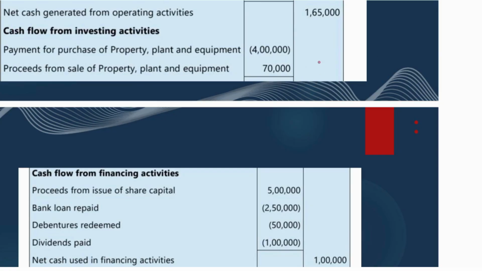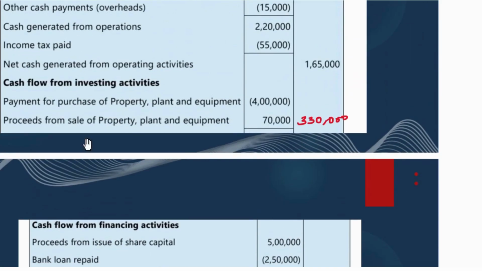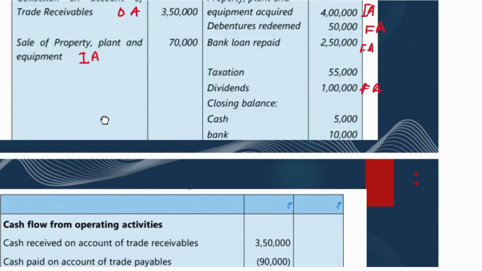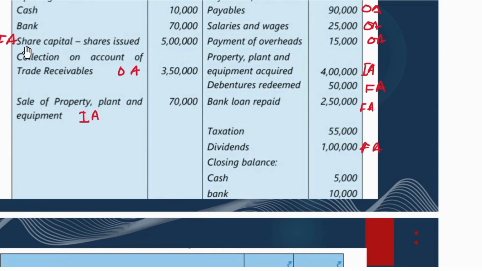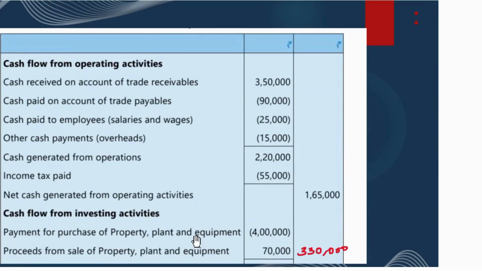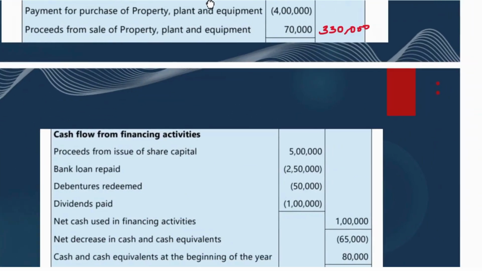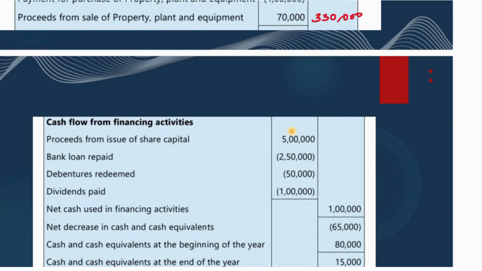Let me just record it. So you are left with 3,30,000. Now we have the cash flow from financing activities. Let's move to the question again. Under financing activity we only have to record the share capital issued. Shares were issued for 5 lakhs, so we are going to record that first. We have recorded it here, 5 lakh.